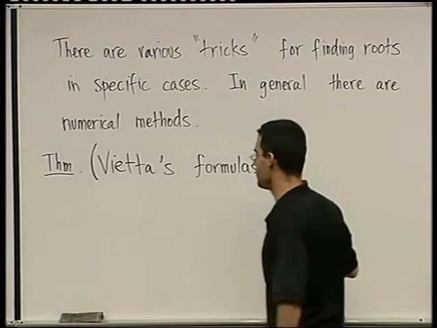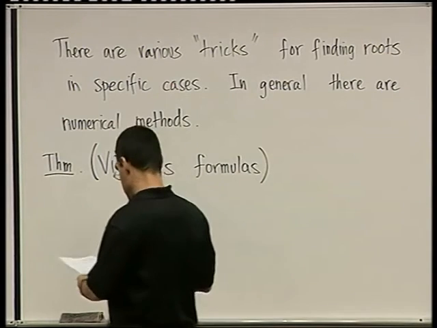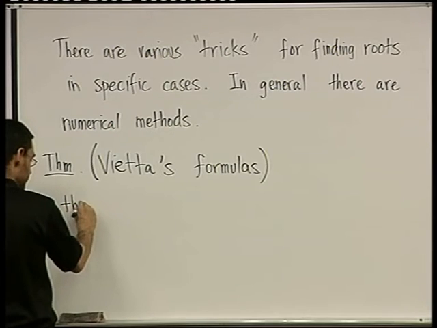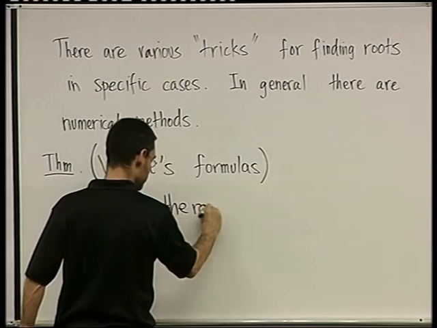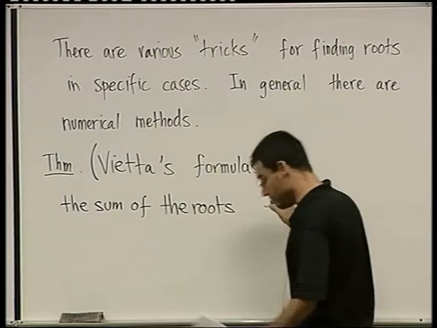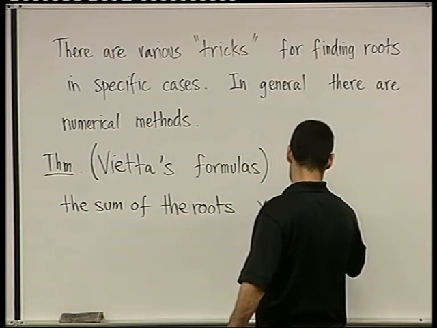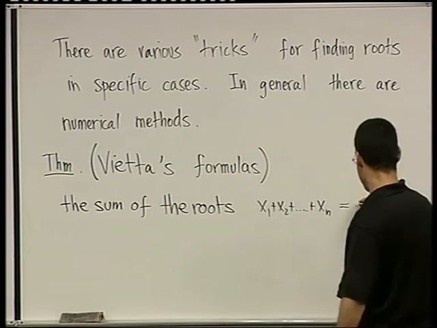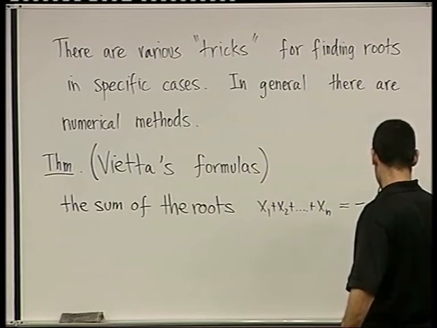That's what it's called, named after a mathematician called Vieta. And they say the following. The sum of the roots. So if you have all the roots and you sum them, you get x1 plus x2 plus ... plus xn, that's the sum of the roots, equals minus an minus 1 over an.